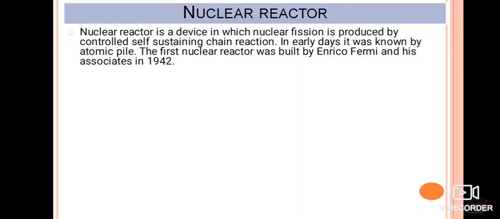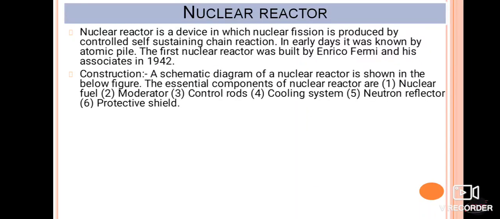So a nuclear reactor is one device in which the nuclear fission process takes place, but it takes place with the help of a controlled chain reaction. That is what we call a nuclear reactor. And the construction, a schematic diagram of the nuclear reactor, is shown here.